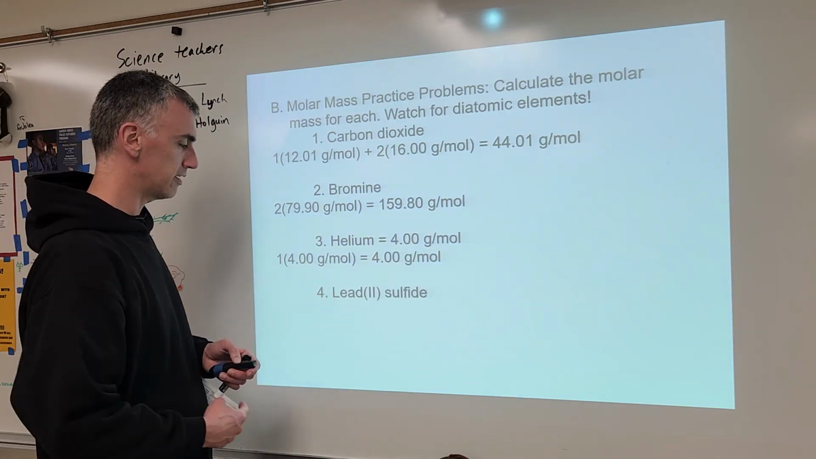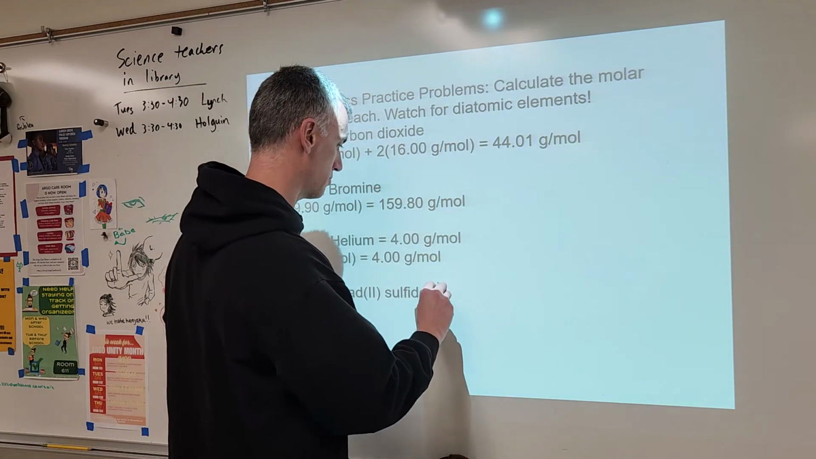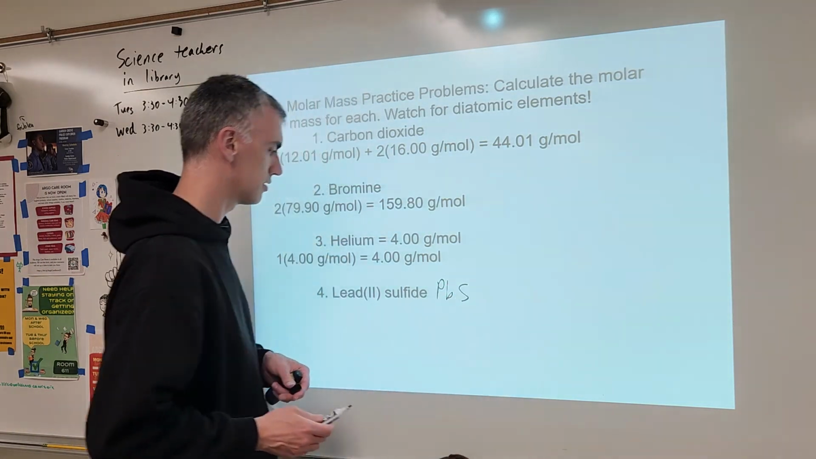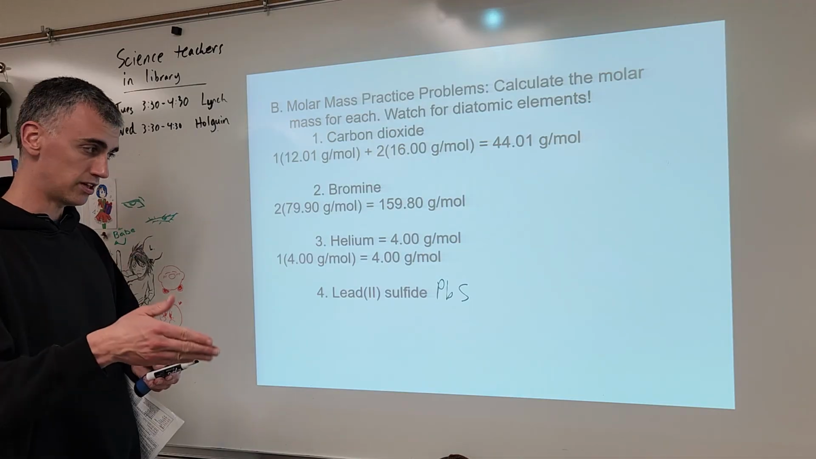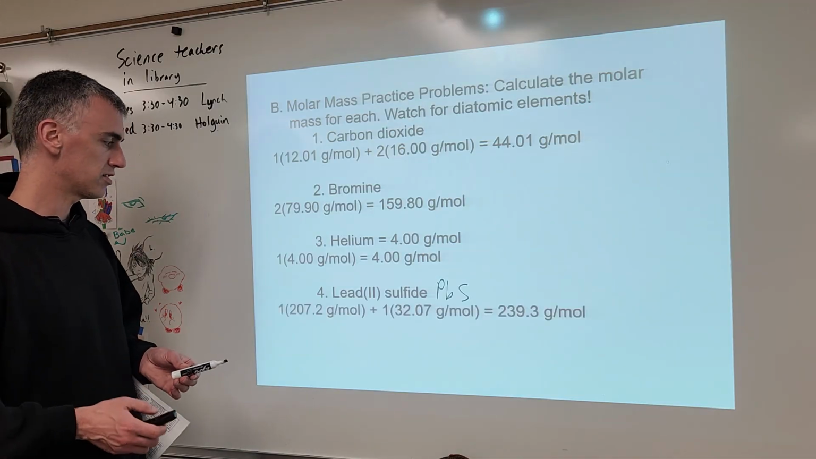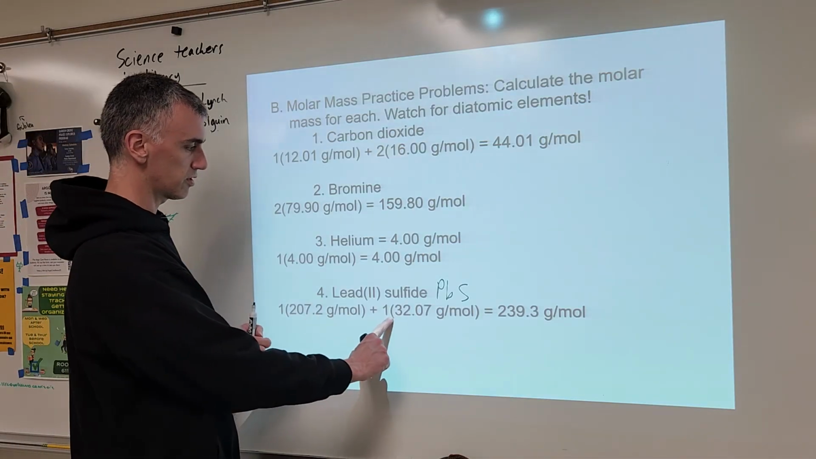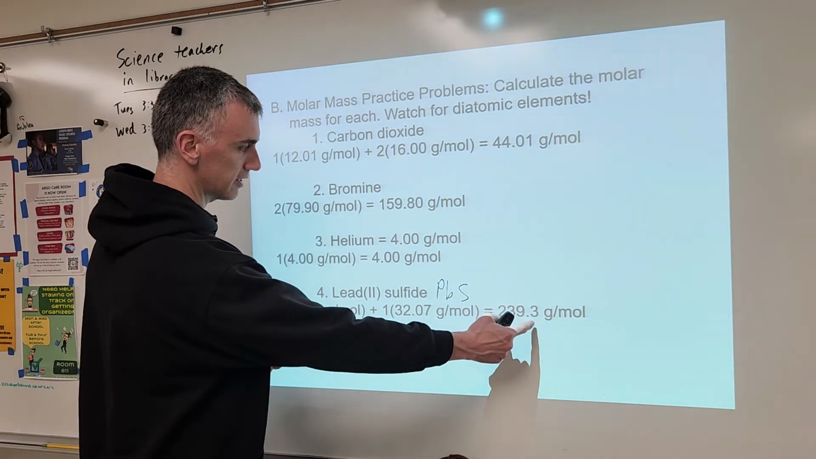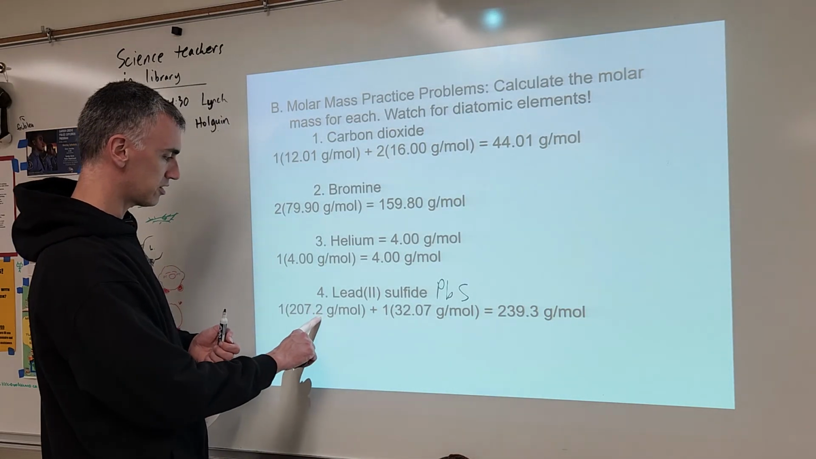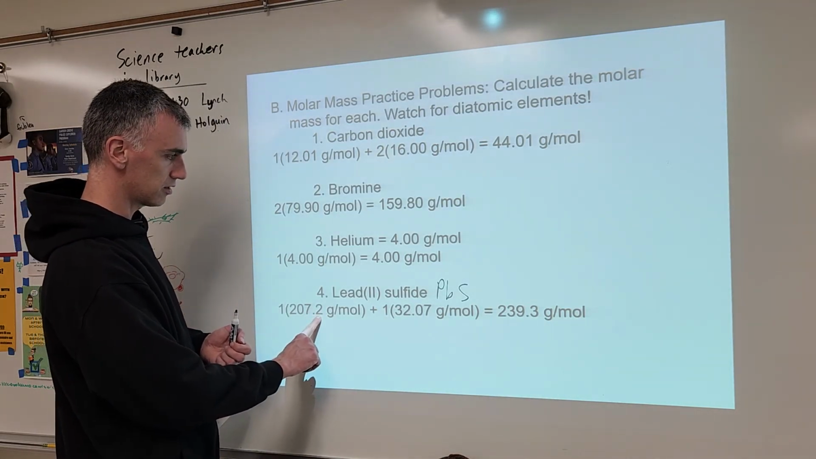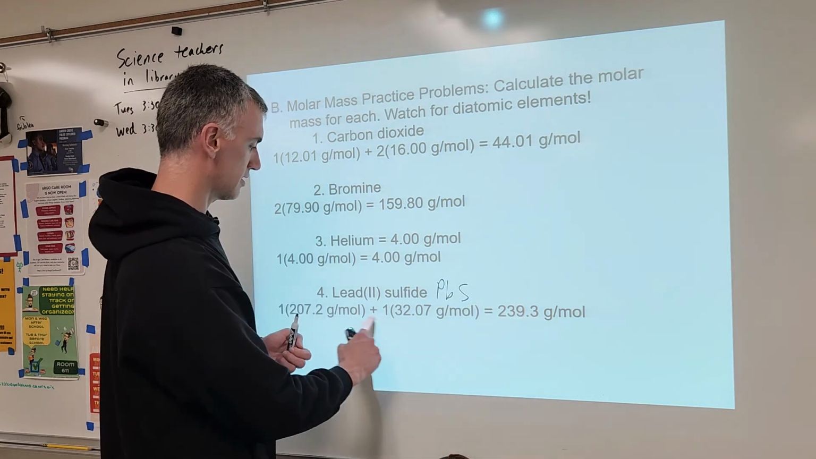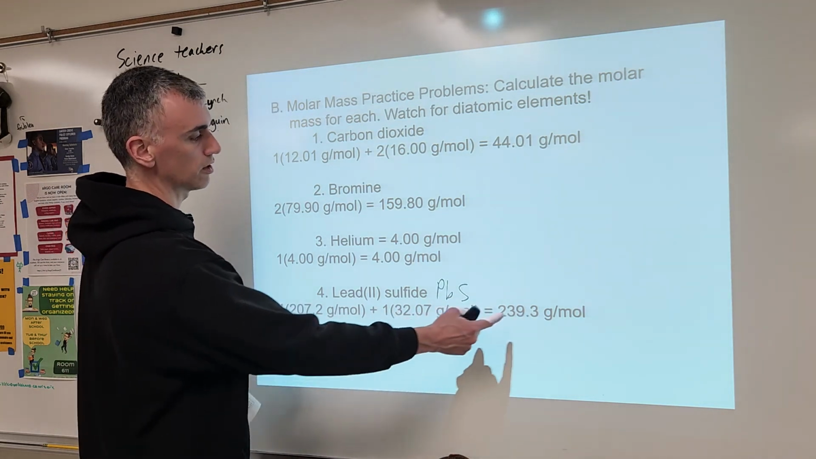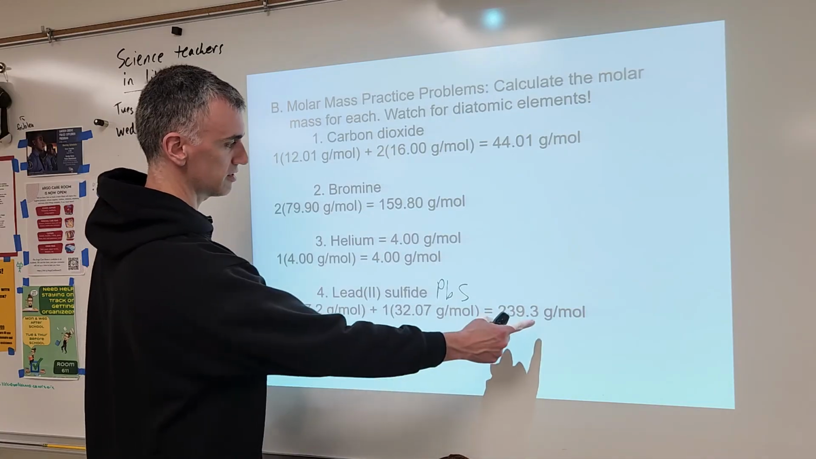Lead(II) sulfide, which, by the way, the formula for that is PbS. That's the mass of 1 lead plus 1 sulfur, which means you are taking 1 lead plus 1 sulfur. Notice the rounding, because this one stops at the tenths place, so you're limited to the tenths place because it's a less accurate number than this one. So this one limits you here.